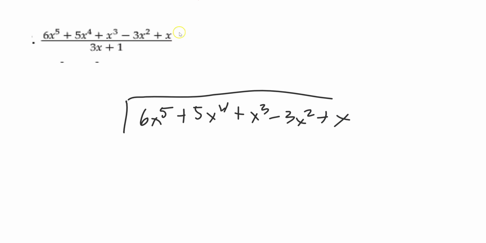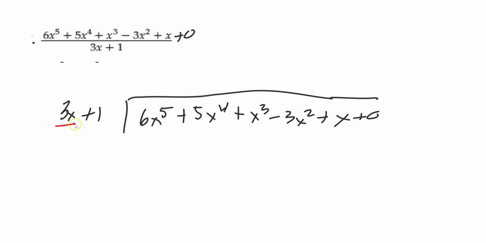Now if you notice, we're missing a constant term. I like to add it in to make sure we're not missing anything. Anytime something's missing, you want to add it in. So if they would have skipped x squared, I would put 0x squared. So you just want to add in what they're missing. We're going to divide by 3x plus 1. Right, and then it's the exact same process.